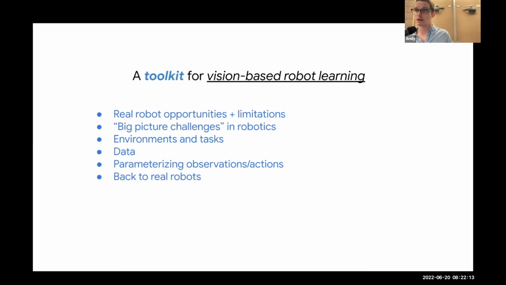So, real robot opportunities and limitations, the big picture challenges in robotics, environments and tasks, data. It's kind of a niche, but I think it's really important: parameterizing observations and actions and bringing it back to real robots.